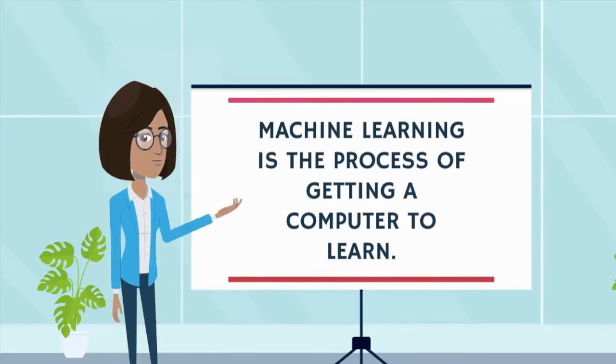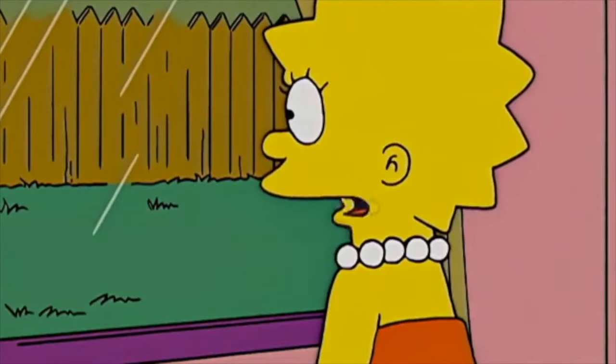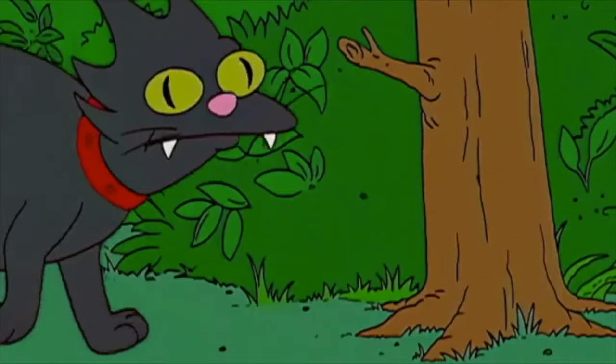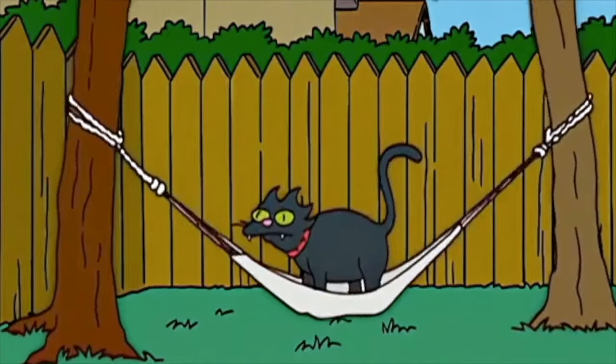Machine learning is the process of getting a computer to learn. So to understand how it works, we need to first look at how learning works. Once a kid can process language, they learn what a cat is by being exposed to cats.